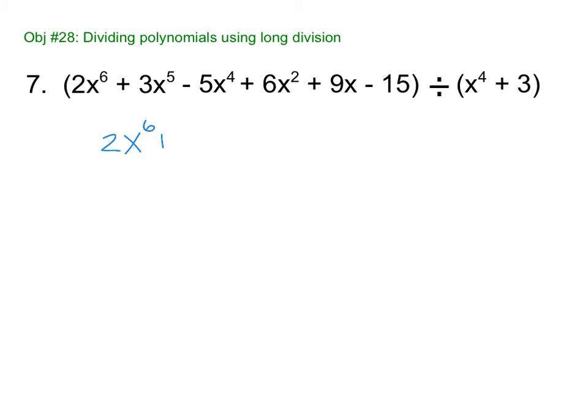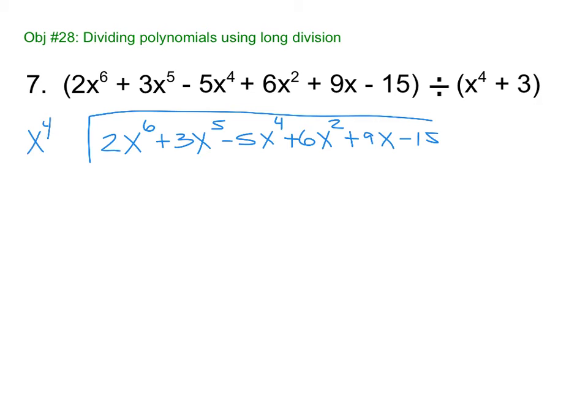2x to the sixth, 3x to the fifth, 5x to the fourth, 6x squared, 9x minus 15 divided by x to the fourth plus 3. So I've got 2x to the sixth divided by x to the fourth. That is 2x squared. So now notice what I'm going to do here when I distribute. 2x squared times x to the fourth is 2x to the sixth.